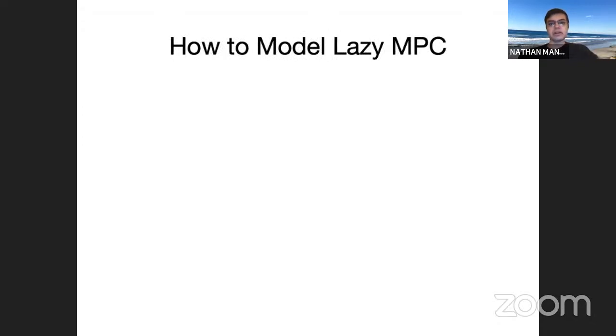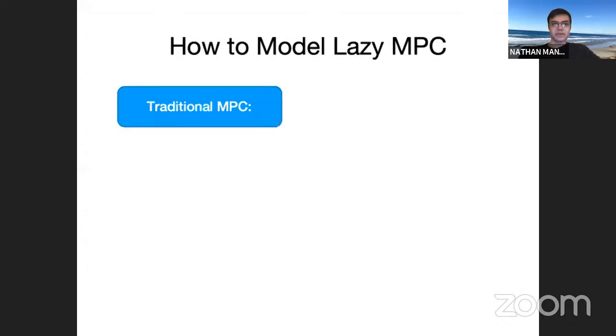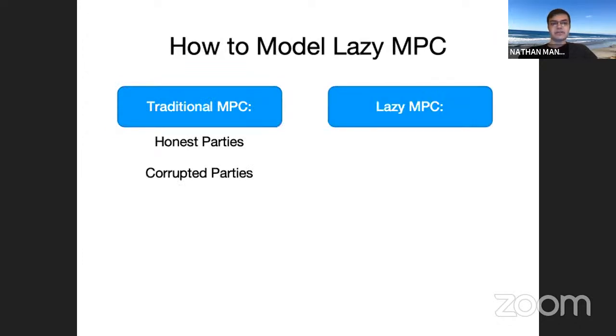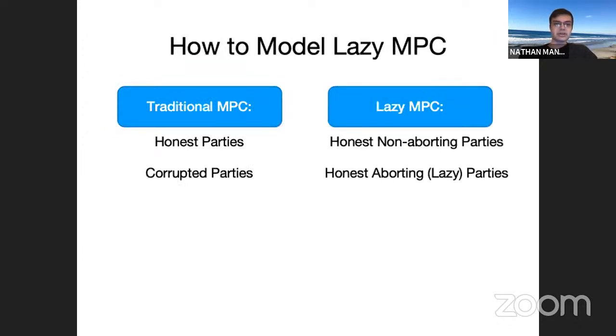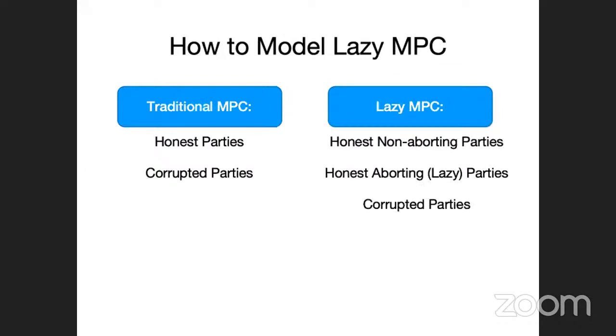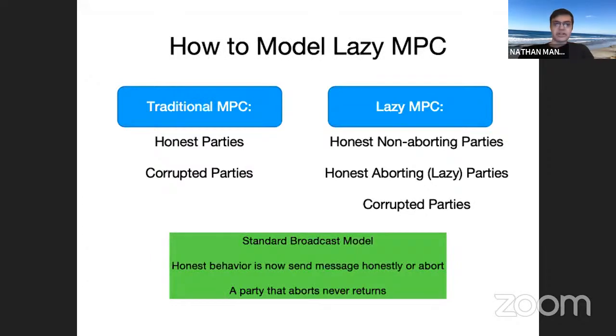So how should we go about modeling this? Well, in traditional MPC, there are honest parties and corrupted parties. And in lazy MPC, we're going to have a third type of party, which we're calling lazy parties, or honest parties that abort. In this work, we're going to focus on MPC protocols in the standard broadcast model. The honest behavior of a party is now to just send the message honestly or abort in any round. And we're also going to assume that a party that aborts in some round never returns.